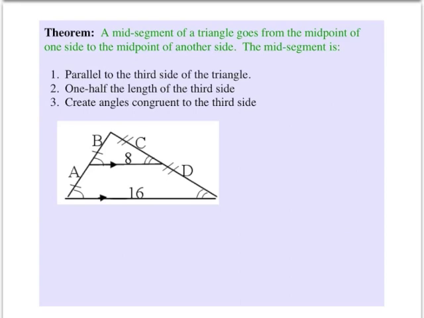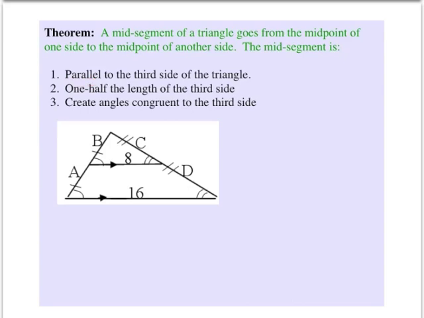So we have one last theorem, and this theorem is actually more of a definition. The mid-segment of a triangle. The mid-segment of a triangle connects the midpoint of one side to the midpoint of another side. In other words, this point is the midpoint of this side, and likewise this point is the midpoint of this side. So the mid-segment of a triangle has three characteristics.